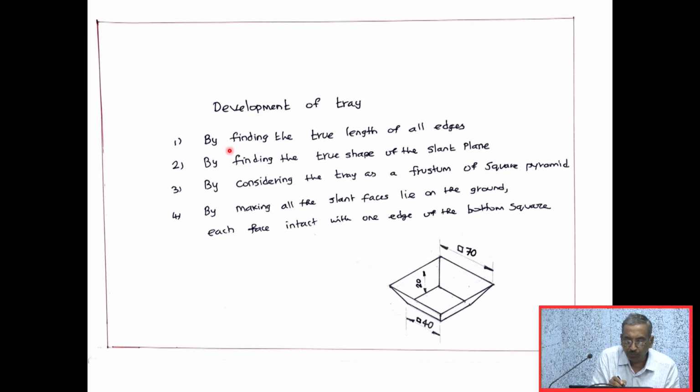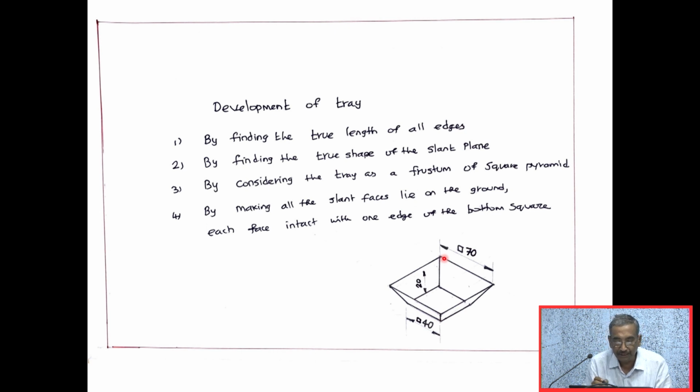Here we will be listing four methods. One is by finding the true length of all the edges. So if you have a tray like this, then we will be finding the true length of this edge, this edge, this edge as well as this edge. So I will be finding the true length of all the edges. Then I can get the development.